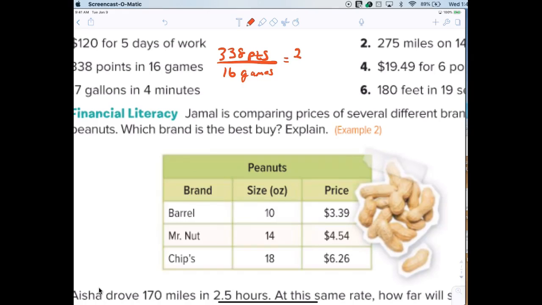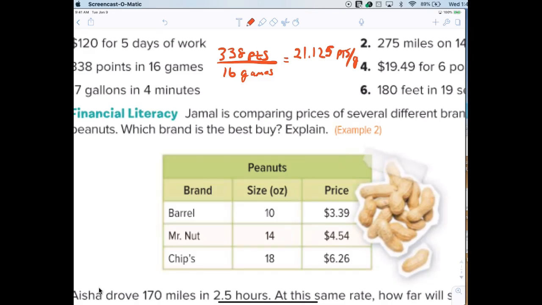Now, I like what she said, 21.125. Now, there's no real rounding here because the decimal terminates. So it's not necessary to round that. So we would say approximately 21.125 what? That's exactly right. Points per game.